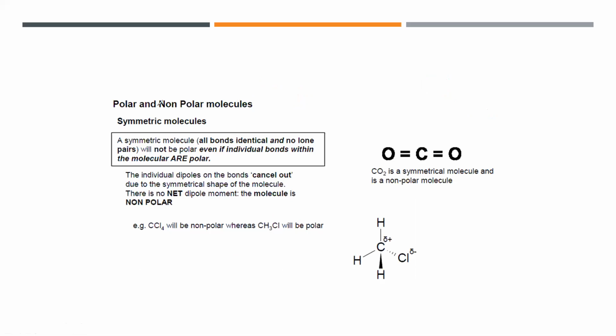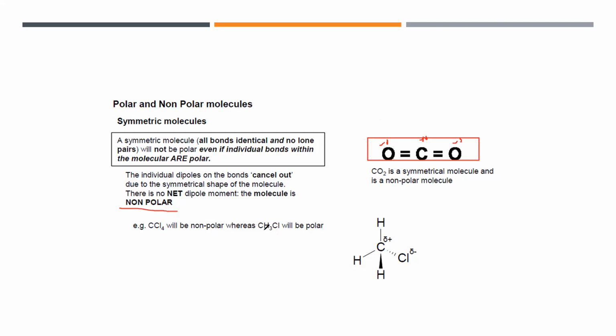So we have polar or non-polar molecules. Basically, a symmetrical molecule, in which all the bonds are identical and there is no lone pair, will not be polar, even if the individual bonds within the molecule are polar. Like here you can see carbon dioxide is a symmetrical molecule. Symmetrical means the same symmetry is there within the structure. And what about the bonds? Oxygen partial negative, carbon partial positive, oxygen partial negative. So the bonds are polar, but because of the symmetry, they cancel out the effect of each other. So the overall molecule will be non-polar.